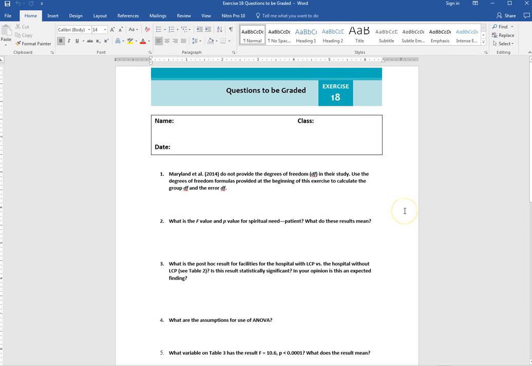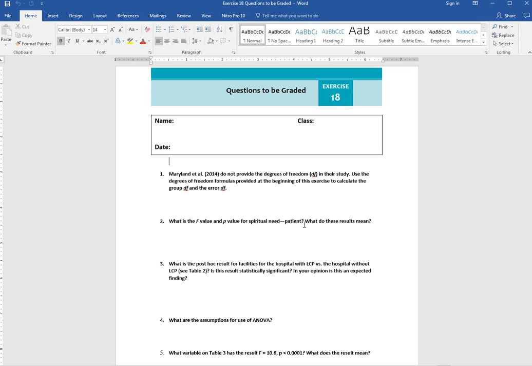Number two, what is the F value and P value for spiritual need patient? Okay, so what we need to do here is look at the text that's reported and find what the F value is and what the P value is for the result for spiritual need patient. And what do these results mean? So we need to interpret this.